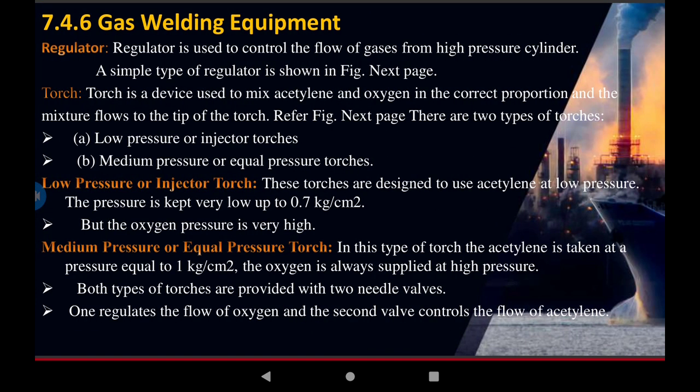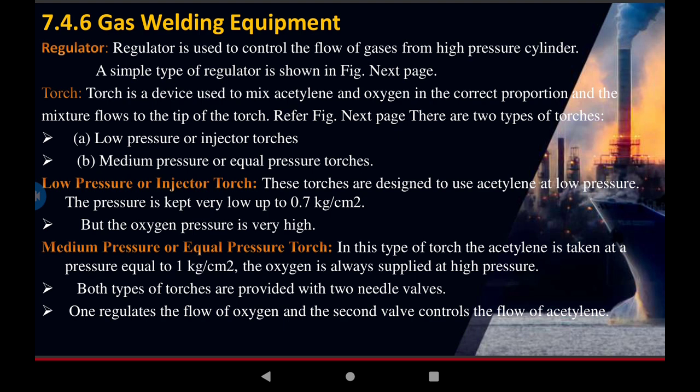Some gas welding equipment was presented in the earlier videos, and the rest is presented in this video. A regulator. What is the regulator? A regulator is used to control the flow of gas from the high pressure cylinder. A sample of the types of regulator is shown on the next page.